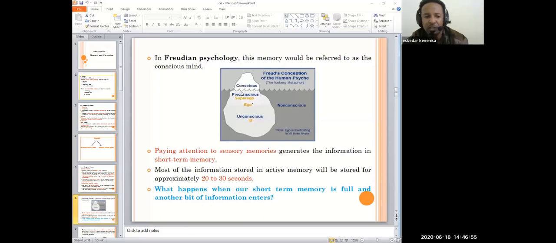We'll see it later. So when we pay attention to sensory memories, to what we see, to what we hear, to anything around us, then that information will be transported to the short-term memory.